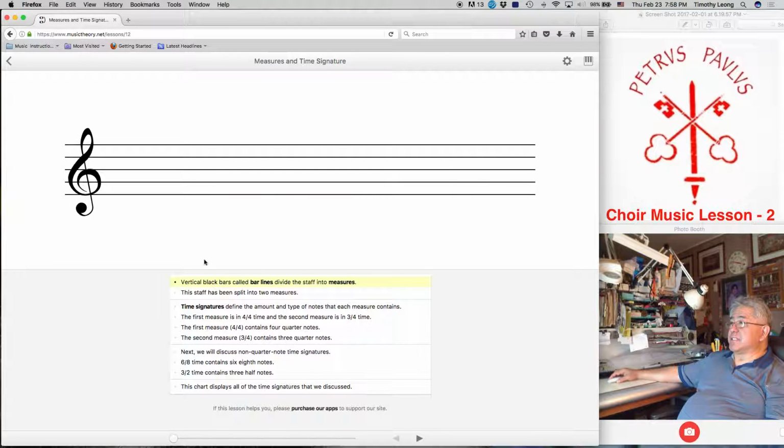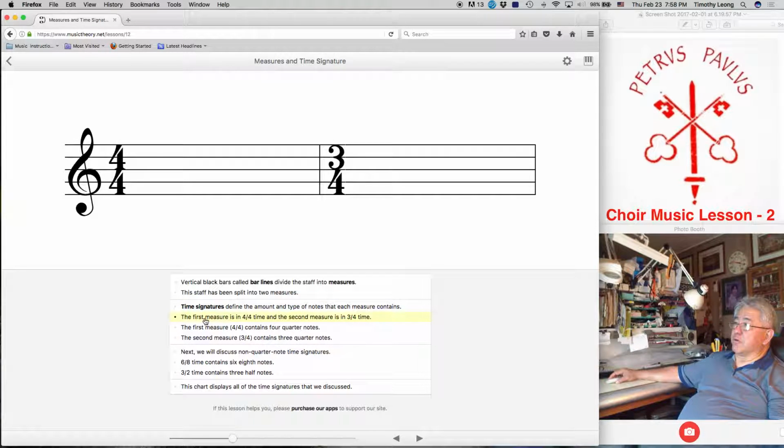The measures and time signatures are really important because this is the setting at which notes appear, right? So this is the staff, and just say we have it in two measures. Got one measure, right? Got another measure. The time signature defines the amount and type of notes that each measure contains.